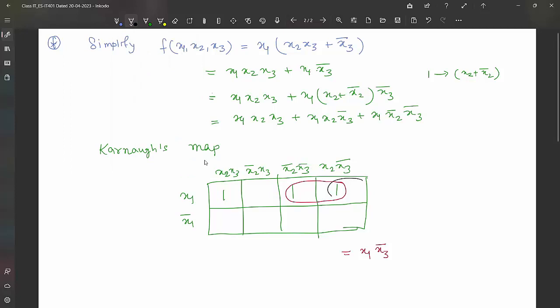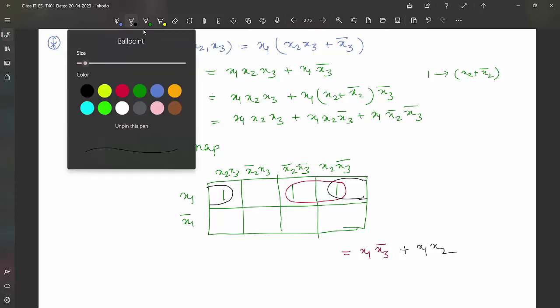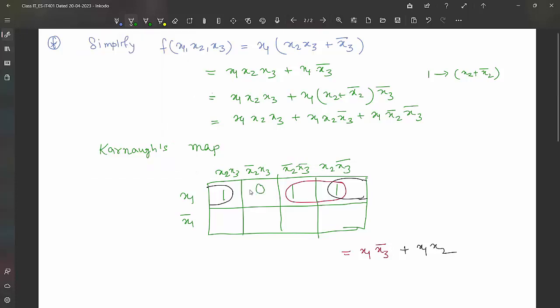You can take this from here and this from here, the two end values. And here also you will get plus x1 and plus what? What is the common from these two? x2. x2 is the common from these two values, so this is x2, and this is your simplified form for the given expression. So by using Karnaugh maps in this way, you can easily simplify your Boolean expression.